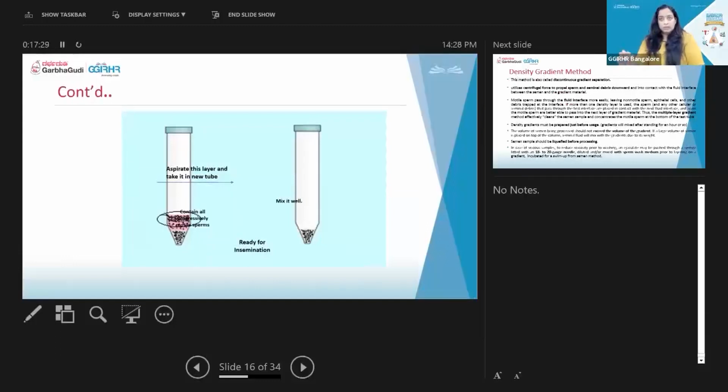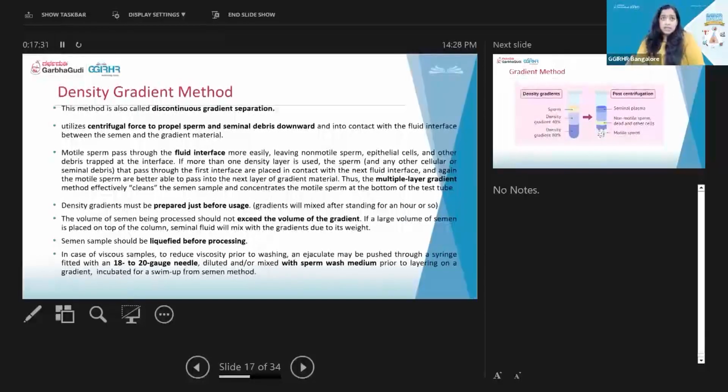In the density gradient method, it uses centrifugal force to separate the motile sperms based on density. You will have the immotile ones, the WBCs and the cells, all the lower grade sperms, separated at the interface of the colloidal solution. So what happens is, the motile sperm pass through the fluid interface more easily, leaving non-motile sperms, epithelial cells, and other debris trapped at the interface.